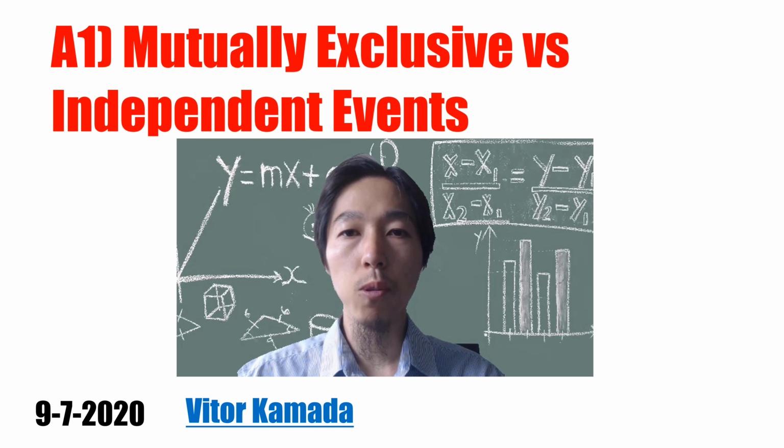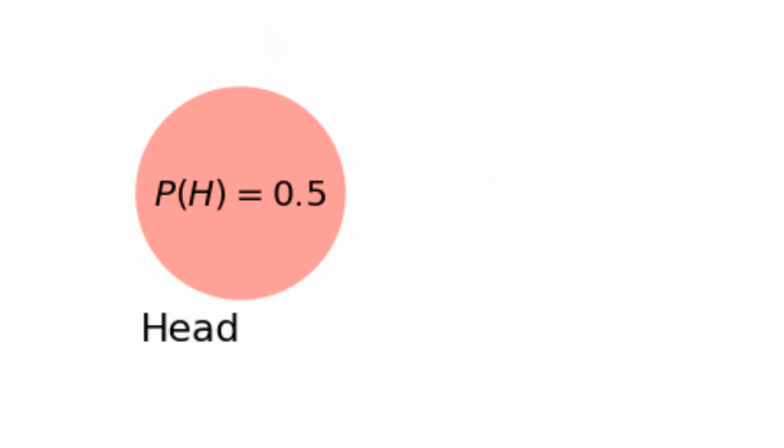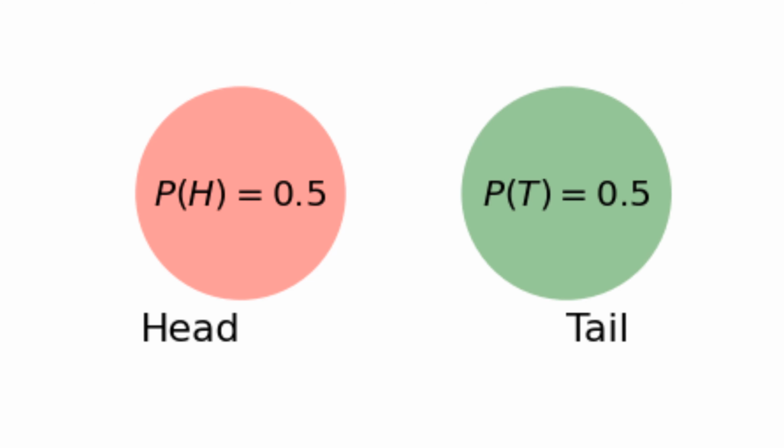In this video, let's see the difference between mutually exclusive and independent events. Let's start tossing a coin. The probability of getting a head is 0.5, or half, and is given by this red circle. The probability of getting a tail is also half, and it's represented by this green circle. See that there is no intersection between these two sets.